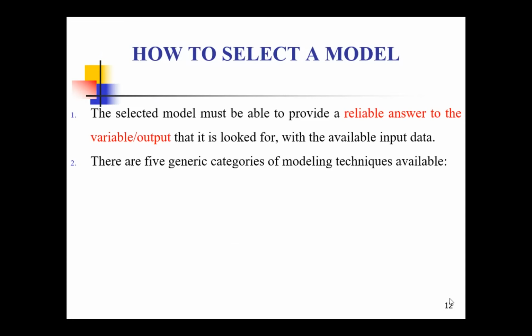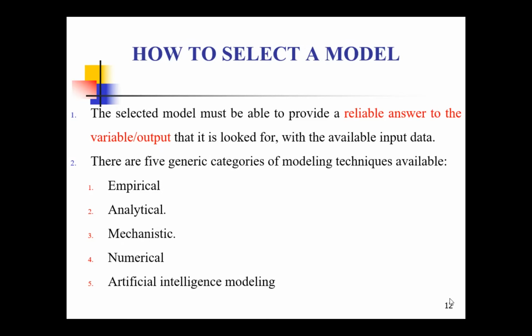So in modeling techniques, there are 5 different models we will be coming across. The first one is the empirical model, the second one is the analytical model, the third one is the mechanistic model, the fourth one is the numerical model, and then artificial intelligence modeling. Each and every technique of model is different from one another.